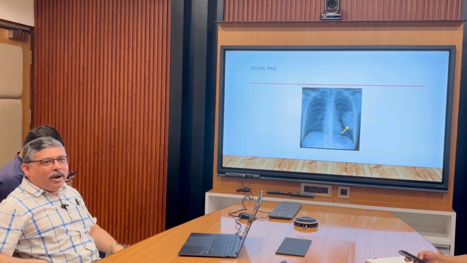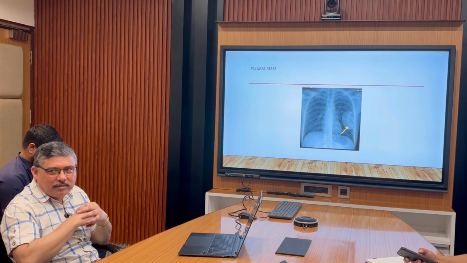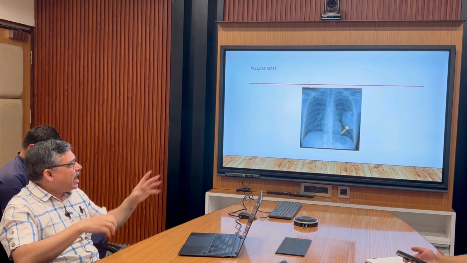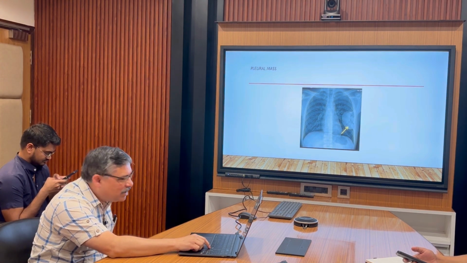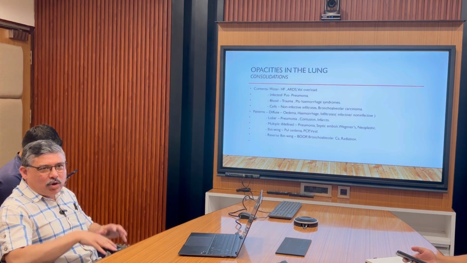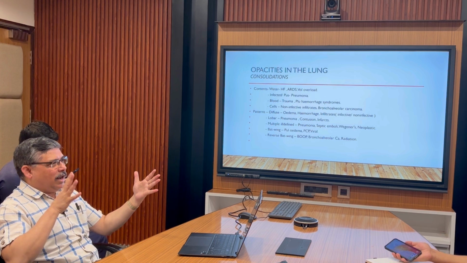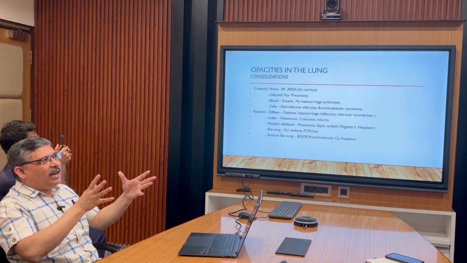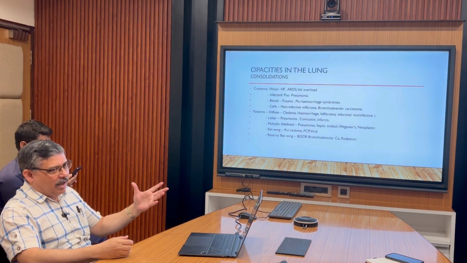So we were talking about pleura. This is a pleural mass. This is how a pleural mass looks like. Now it is easy with a CT, you can diagnose, but in an X-ray it will look like this. So we will not go into details. So now we come to the actual opacities in the lung. So it is a light shown through the body. What are the things that can cause a shadow to appear in a X-ray?